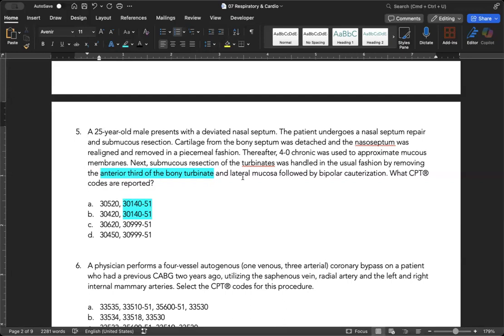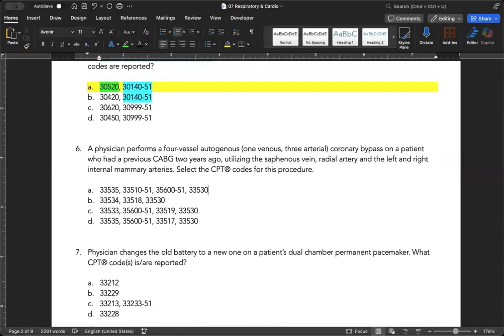So yeah, we did the submucous resection. And then that nasal septum repair, which is the septoplasty. Oh, let me do those different colors. So it's going to be A. Okay. Question number 6.